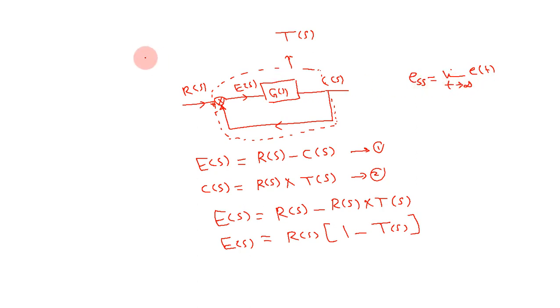Why time goes to infinity? Because steady state error is about time going to infinity, not about the initial condition here. This is the initial condition, where we have the transient response. But if we want to focus on the steady state error, we need to find the difference between the input function and the output response as t goes to infinity. So this is the definition of steady state error.